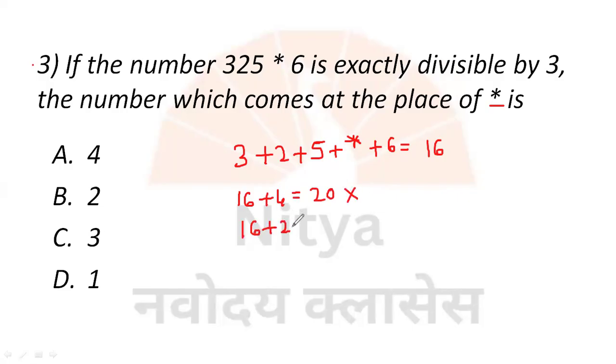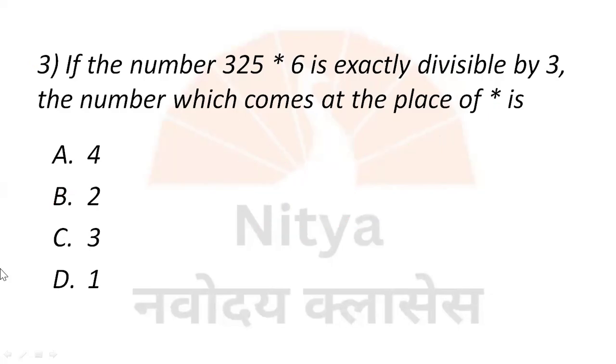If we add 16 plus 2, that is 18. So 18 is divisible by 3, right? So when you put 2 in the star place, we get 18. Yes, 18 is divisible by 3. So option B is the answer. Okay. The next question.